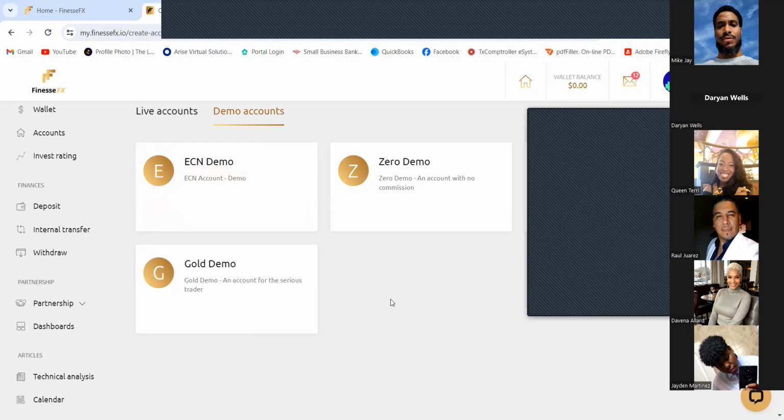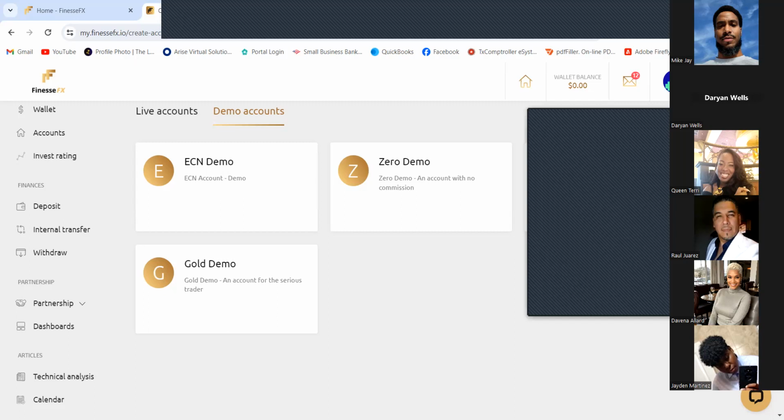Any questions about this? Oh, let me also cover. Now, Finesse FX, they have multiple ways that you can fund your account. You can fund it with crypto. You can fund it with a bank account. Right? You just have to go and get verified. Go through the KYC and get verified.